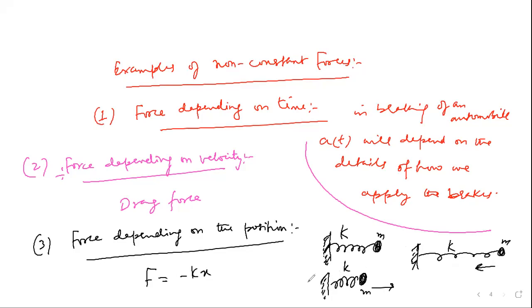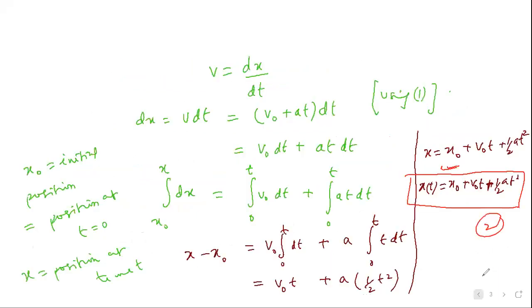So this force depends on the amount of stretching or compression of the spring, and in other words, it depends on the position of the particle which is attached to it. So this force acting on this mass m is position dependent. So acceleration is not constant here also. So in these situations, we cannot use the equations 1 and 2 which we have obtained for constant forces.